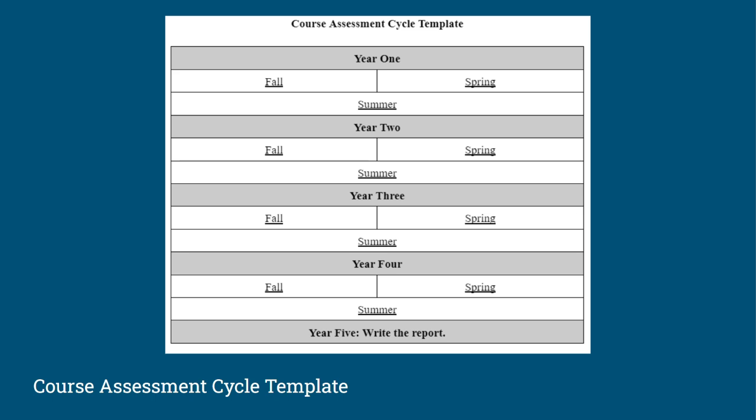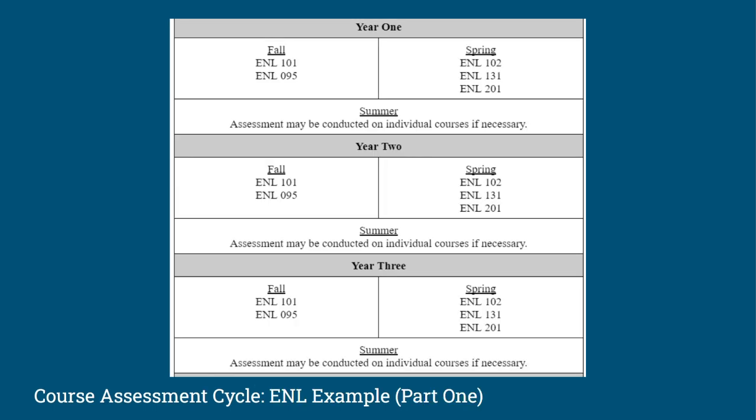So, for instance, if you want to see a completed example, here is the English department's first page of their course assessment cycle, and it says part 1 here, but ultimately year 4 looks exactly the same as years 1 through 3 as well. So, in fall, we assess English 101 and English 095, and in spring, we assess English 102, English 131, and English 201. Assessment may be conducted on individual courses if necessary in the summer, but as of right now, we don't have any plans for that.